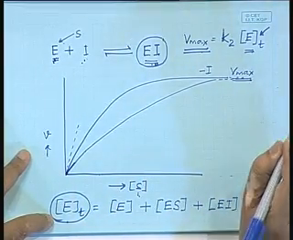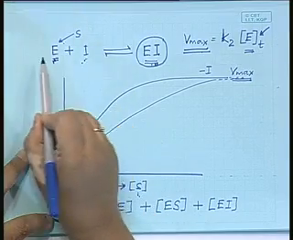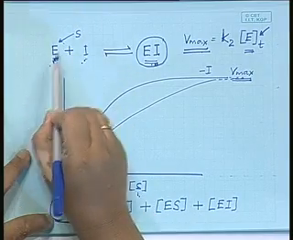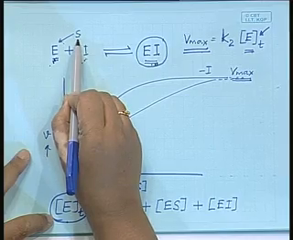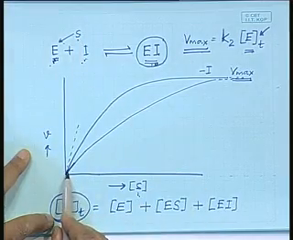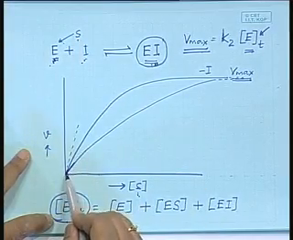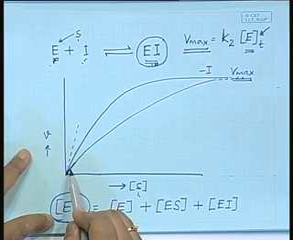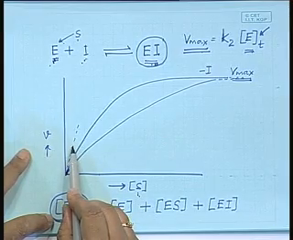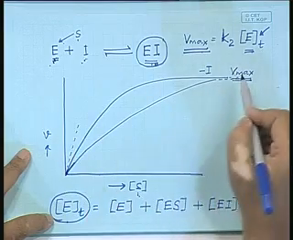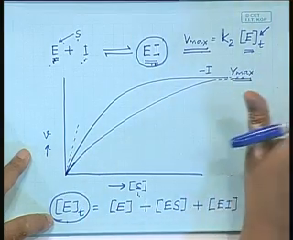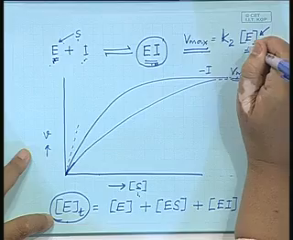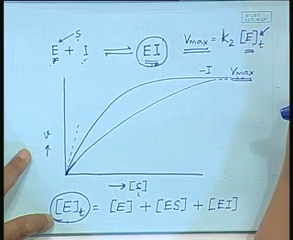So, in competitive inhibition, when my inhibitor is competing for the same site that the substrate binds, the initial velocity with the inhibitor is going to be less than the initial velocity without the inhibitor. My Vmax is going to be exactly the same because the total enzyme available is the same.